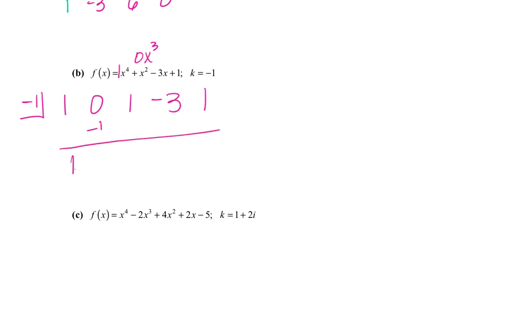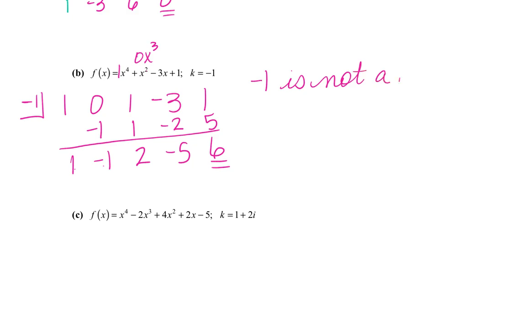Negative 1 times 1, 0 minus 1. Negative 1 times negative 1 is positive. 1 plus 1 is 2. Negative 1 times 2 is negative 2. And negative 3 plus negative 2 is negative 5. Negative 1 times negative 5 is 5. And 5 plus 1 is 6. Since my remainder is not 0, negative 1 is not a solution.